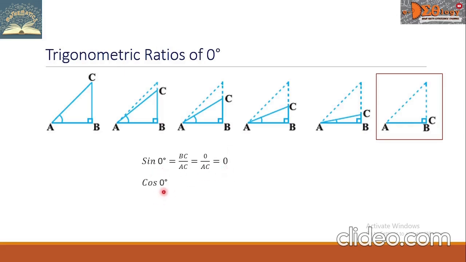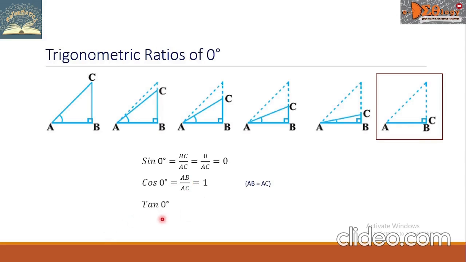Now cosine 0 degree. Cosine is adjacent over hypotenuse. In the figure, we can see that will be AB over AC. We can notice that AB equals AC in this figure. Therefore, this is equal to 1. So cosine 0 degree equals 1.